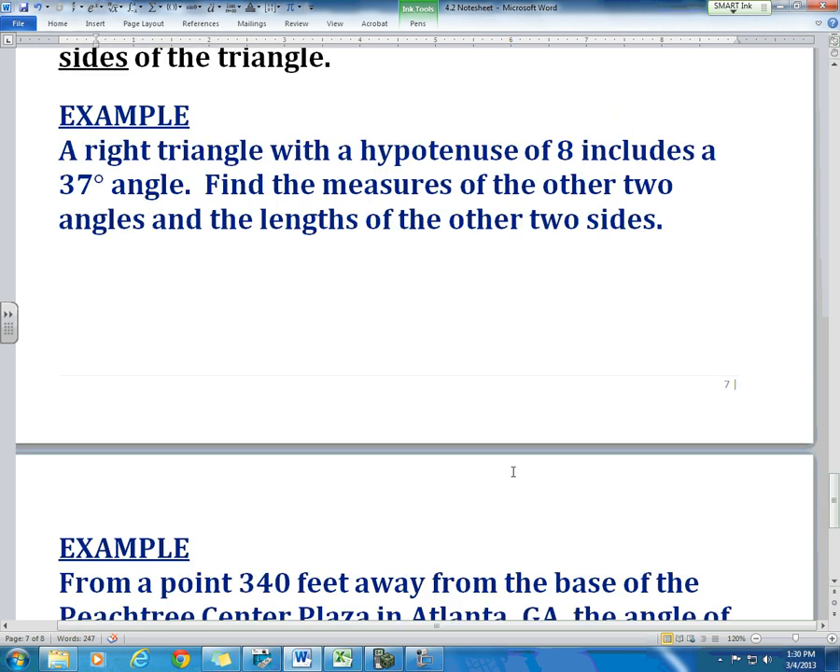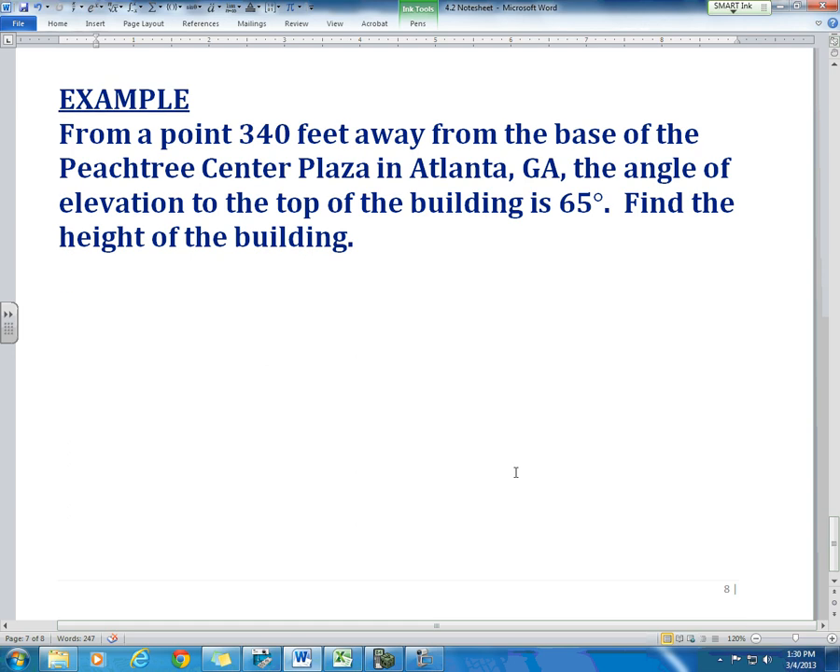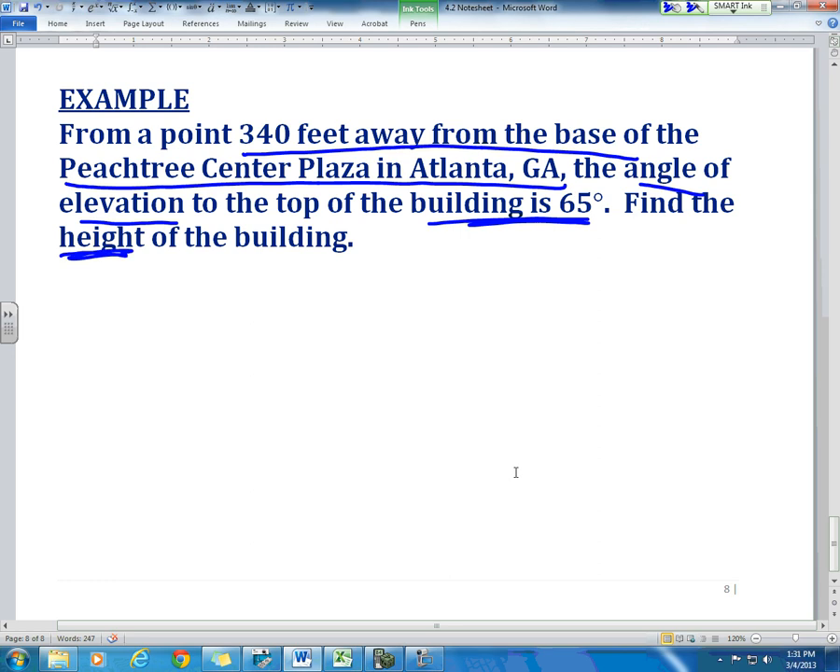One more problem, then I'm done, I promise. This last one says, from a point 340 feet away from the base of the Peachtree Center Plaza in Atlanta, Georgia, the angle of elevation to the top of the building is 65 degrees. Find out how tall that building is. So a quick review of angle of elevation. Angle of elevation is the angle going up from a horizontal.